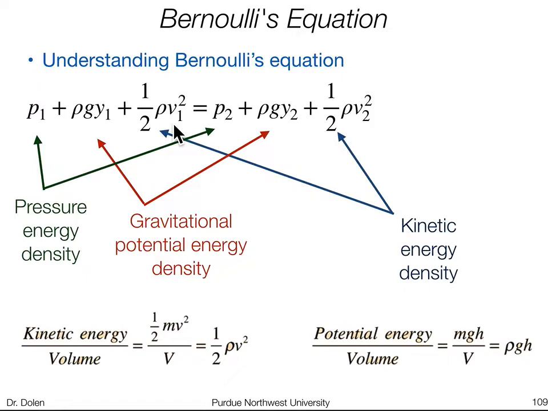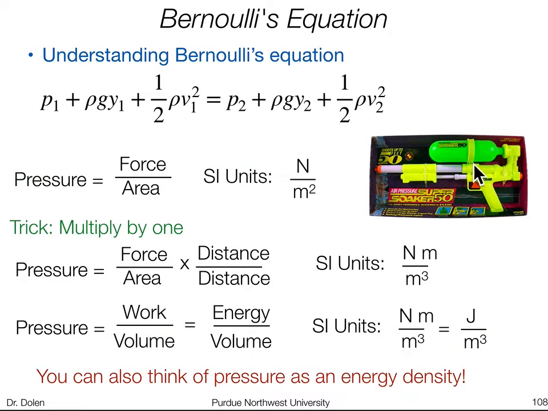So Bernoulli's equation is really just making sure energy is conserved. We're basically adding a new type of energy. Pressure is an energy density. It's a way of storing energy. If you have a high pressure object, again like a super soaker, you could store a lot of energy and you can turn that into kinetic energy later. So pressure almost acts like a potential energy. You can store energy with pressure.